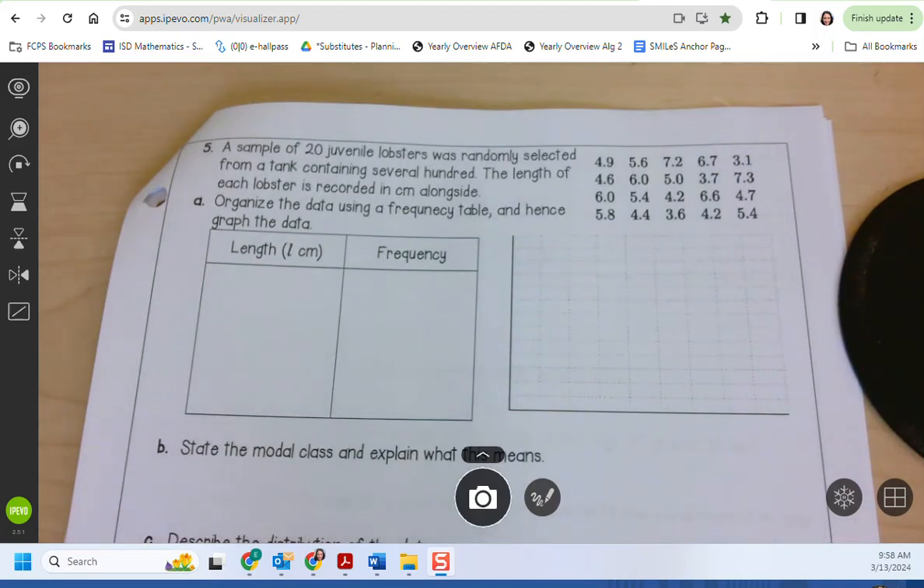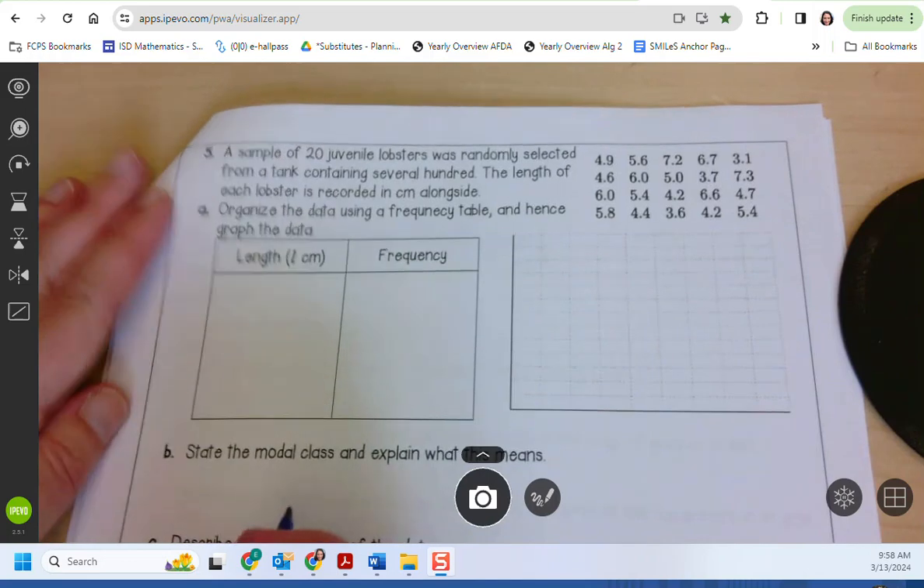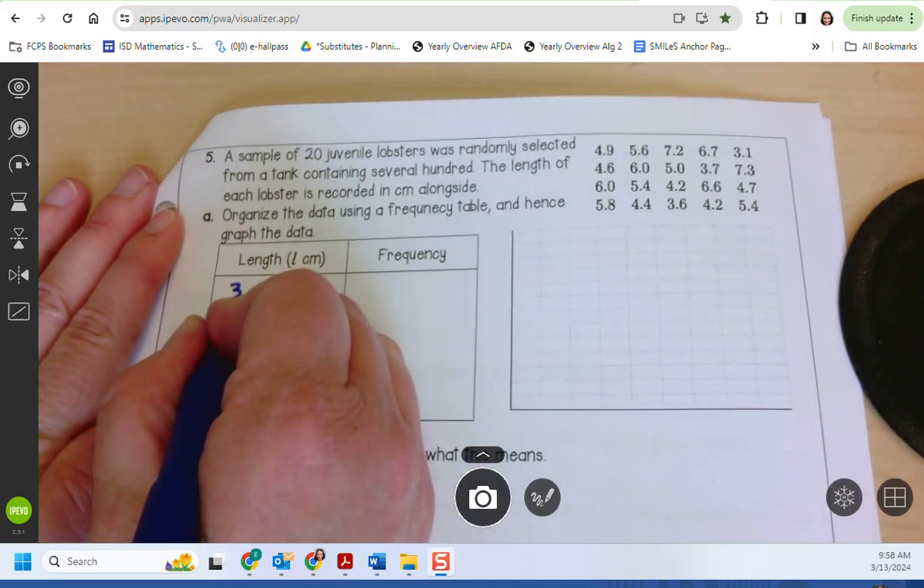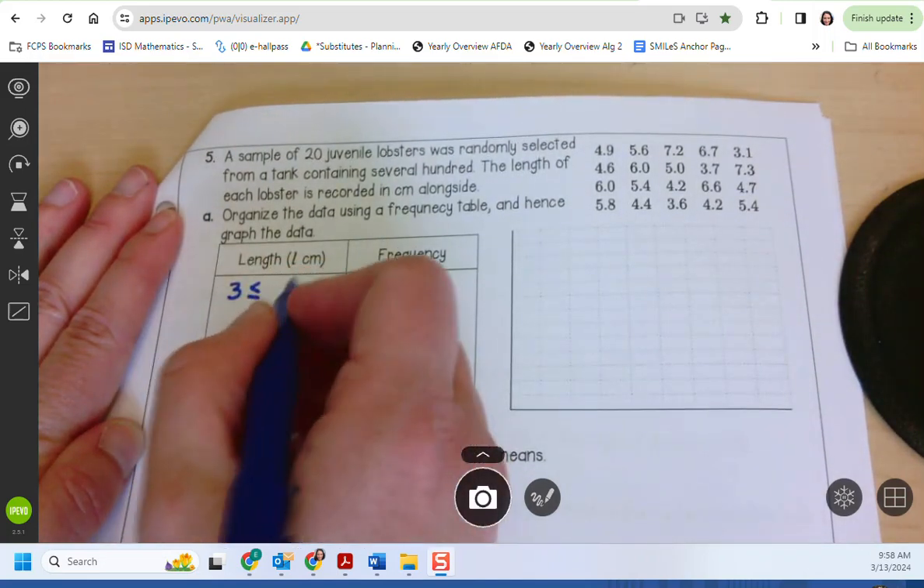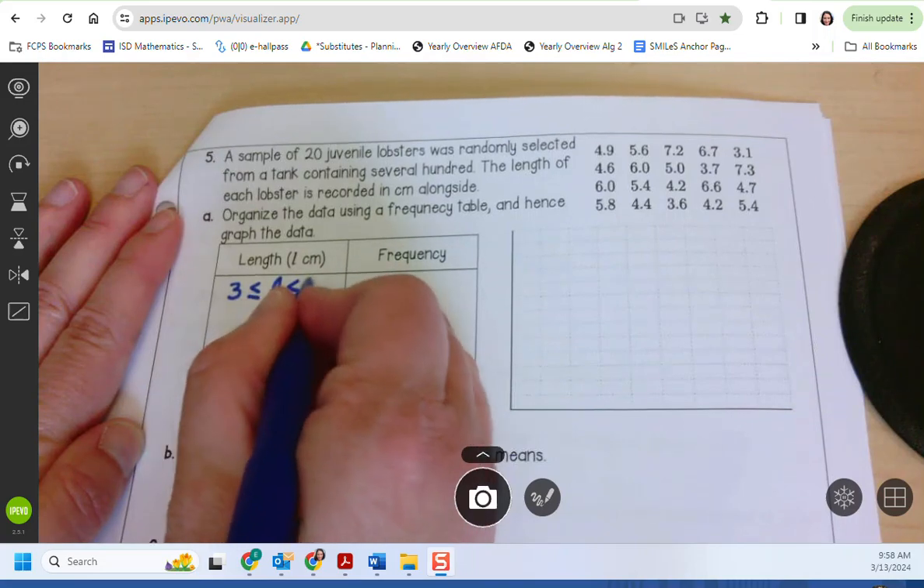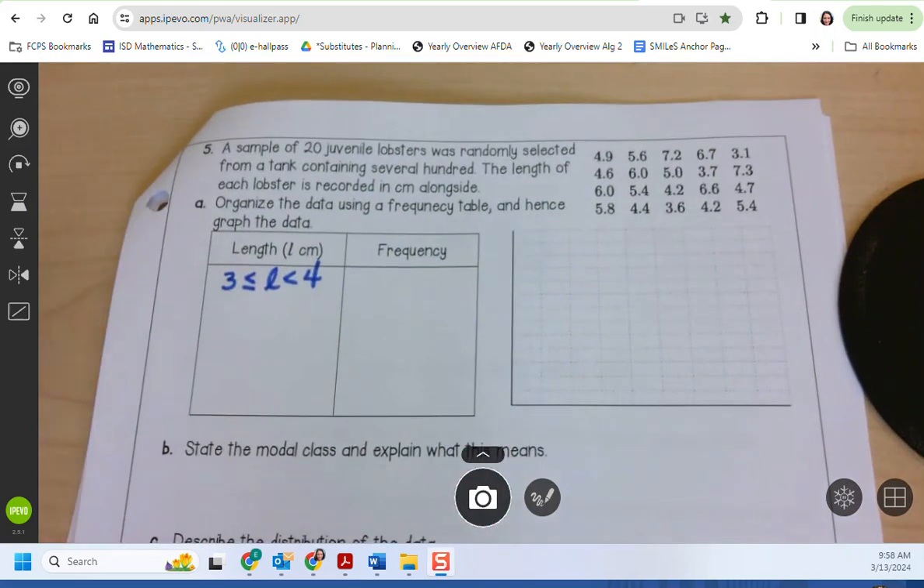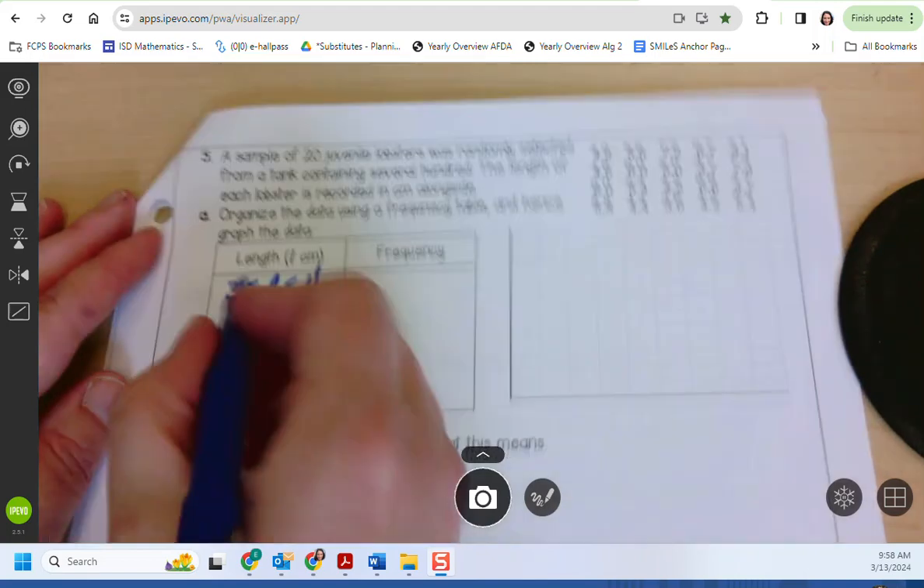So what we're going to do is make our length intervals between the whole numbers. Our first interval will be between 3 and 4. Notice that we include the first number and we don't include the second number, so that if a lobster were 4 centimeters exactly, it would be included in the second interval.